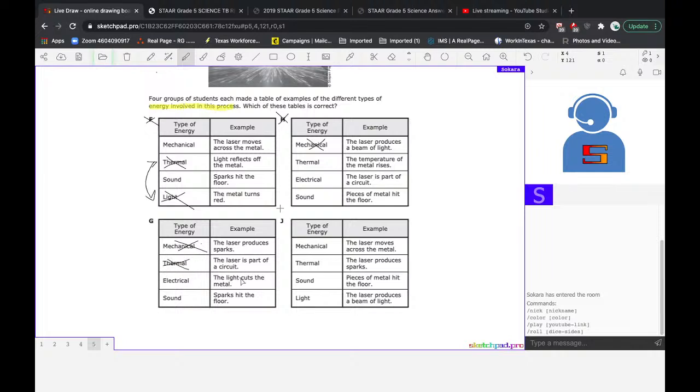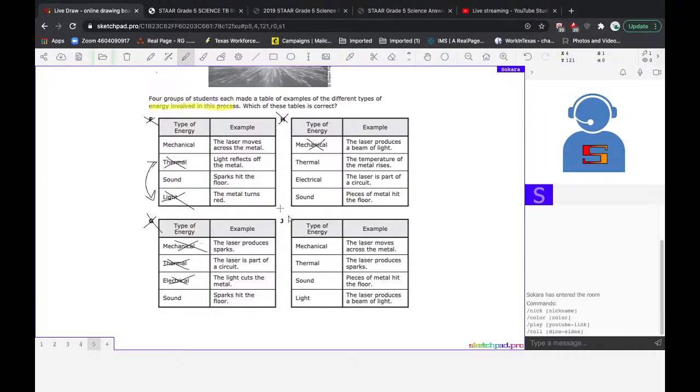Next, it's saying the light cuts the metal. That is also completely wrong. That actually doesn't really make sense. The laser is cutting the metal, which would actually be mechanical, and the sparks hit the floor, which could be sound. So G is incorrect.